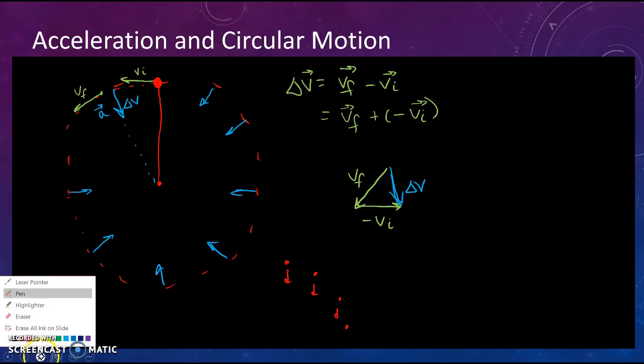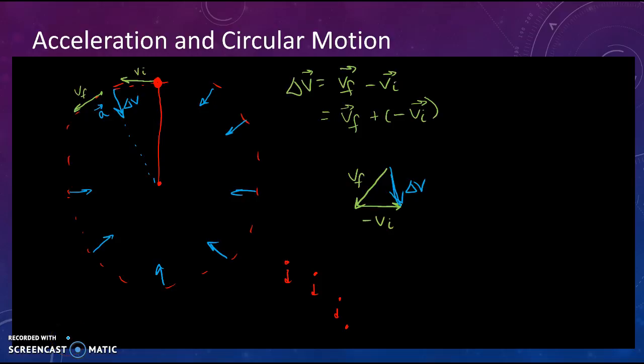Now, because this acceleration always points towards the center of the circle, we call it the centripetal acceleration. Okay, so this centripetal word, what that's telling us is that this is center seeking. Okay, so centripetal is center seeking. So this is a center seeking acceleration. It's always going to point towards the center of the circle.